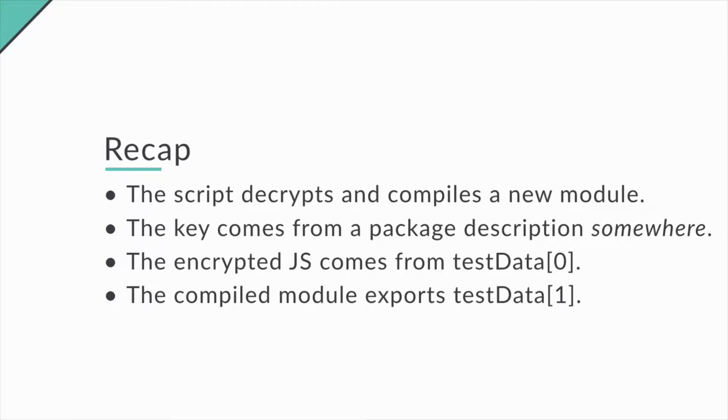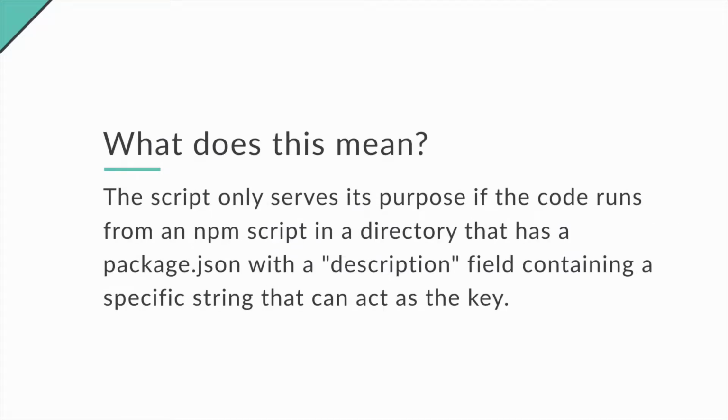The key comes from a package description in a package.json somewhere. The encrypted JavaScript for the new module comes from the first element in the test data, and the compiled module then exports the second element in that data. So what does this mean?